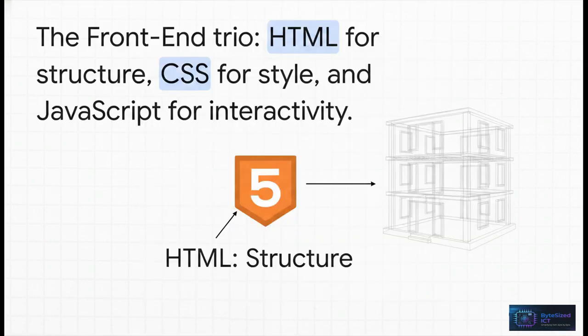So how do they actually build all this cool stuff? Well, their core toolkit is this classic trio. You've got HTML for the basic structure, like the skeleton. Then there's CSS for all the style, the cool clothes and design. And finally, JavaScript for interactivity. That's what brings it to life. These three are the secret sauce for creating those awesome interfaces we use every single day.